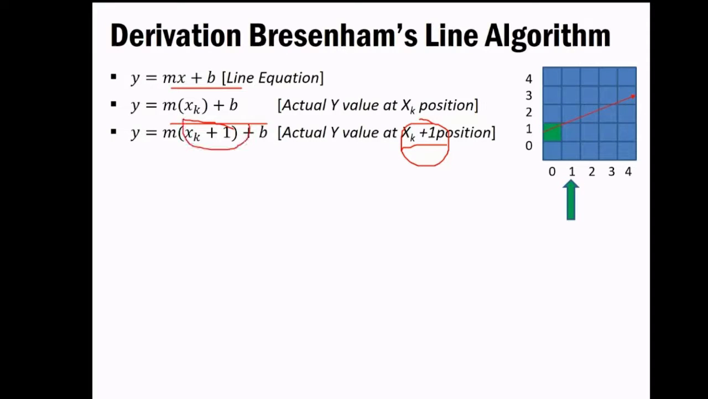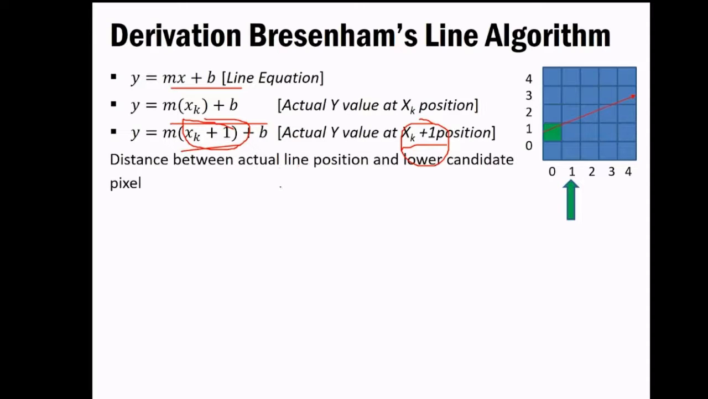So what you have to do is put this value in the line equation. So now the equation would be m xk plus 1. Okay, so write it down in your book also. So now what it says is distance between actual line position and the lower candidate pixel. As I told you, you have to check both the possibilities. First we will check the actual line position and the lower pixel. So in our case, this would be the first case, and the second case would be the upper case. So we have to check both the things. Distance between actual line position and the lower candidate pixel. Keep this thing in mind. If you're not getting it, keep writing this thing.